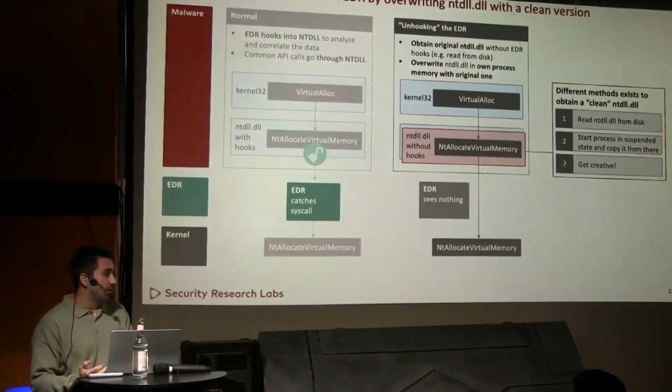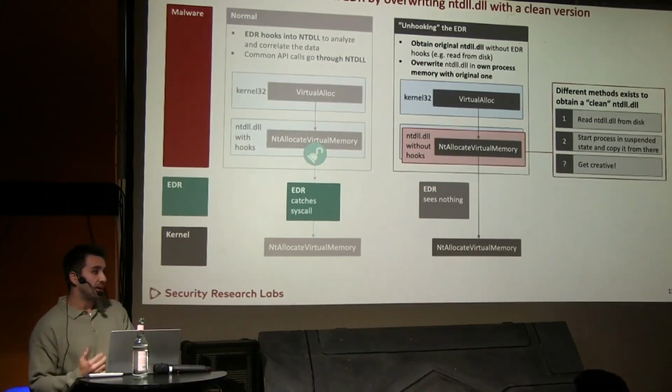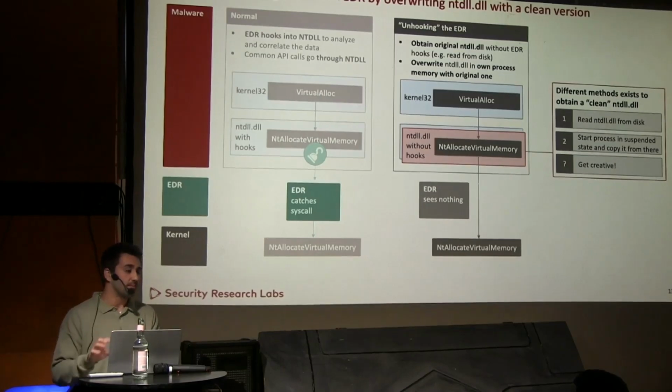How we obtain this copy really could be done in different ways, but we know that NTDLL is only modified in a certain part of the execution. So at first, NTDLL has to be on disk completely unmodified. So if we just read it directly from disk, we can get a fresh copy and modify our in-memory NTDLL, overwriting it with the original one without any hooks.